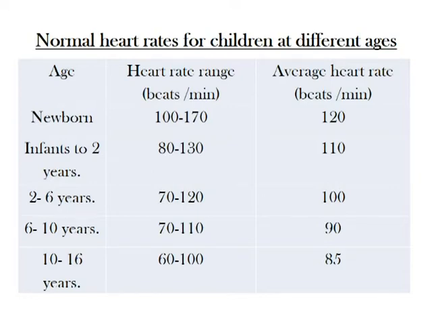Average heart rate 120. Infants to 2 years heart rate range 80 to 130. Average heart rate 110. 2 to 6 years heart rate range 70 to 120. Average heart rate 100. Age 6 to 10 years heart rate range 70 to 110. Average heart rate 90. 10 to 16 years heart rate range 60 to 100. Average heart rate 85.